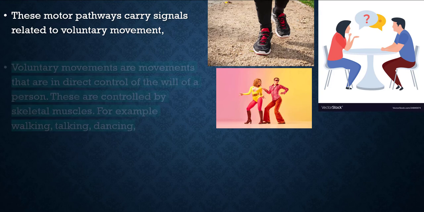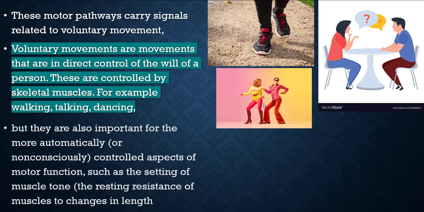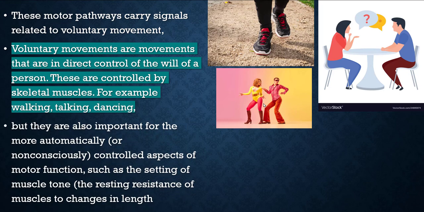Voluntary movements are movements that are in direct control of the will of a person. These are controlled by skeletal muscle, for example, walking, talking and dancing. These are voluntary movements and they are controlled by the motor pathway. But they are also important for the more automatic or non-conscious control aspects of motor function, such as the setting of muscle tone, the resistance of muscle to change in length.